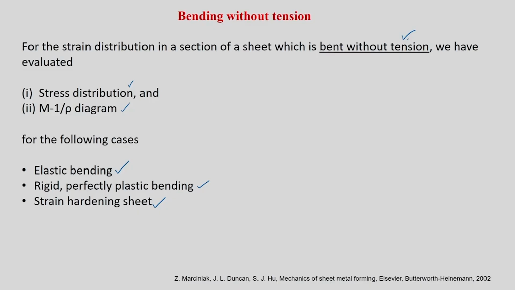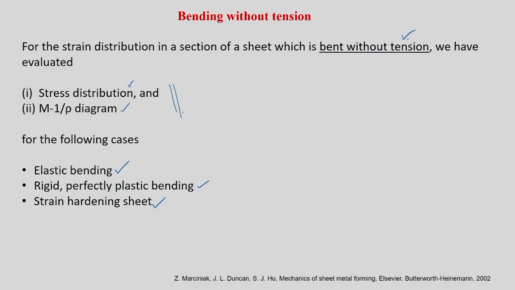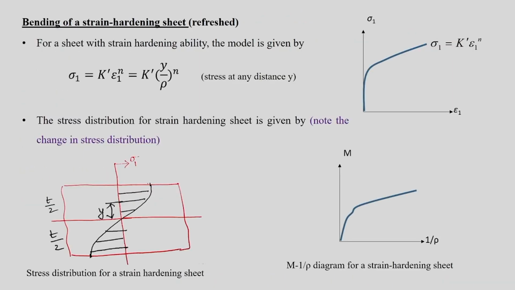So for elastic bending, what would be the relationship between stress and strain, what will be the stress distribution, what will be the moment versus 1 by rho diagram; and for rigid perfectly plastic, what will be the case; and the general one, the strain hardening case, what would be these two. This is what we discussed in the previous case. There is one more case that we will see, but before that, let us quickly discuss the last section, which is your strain hardening sheet.